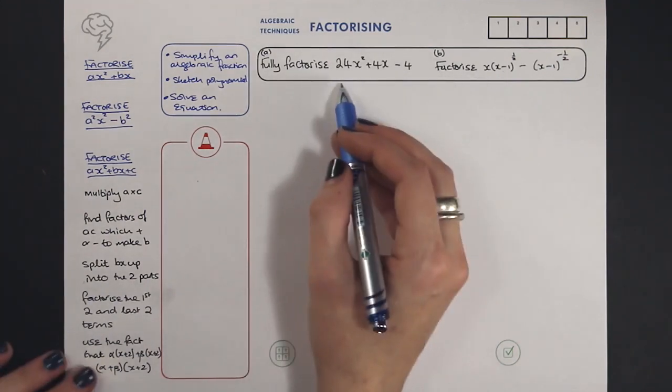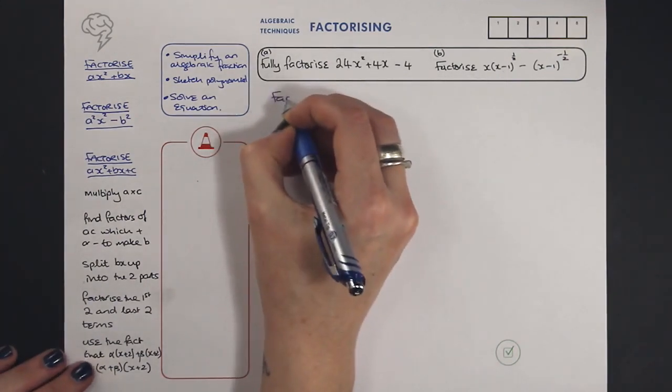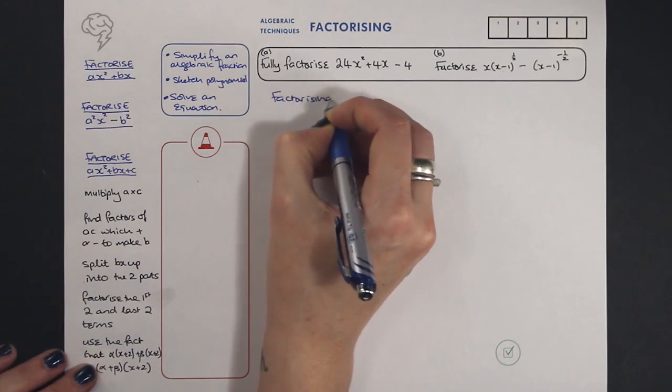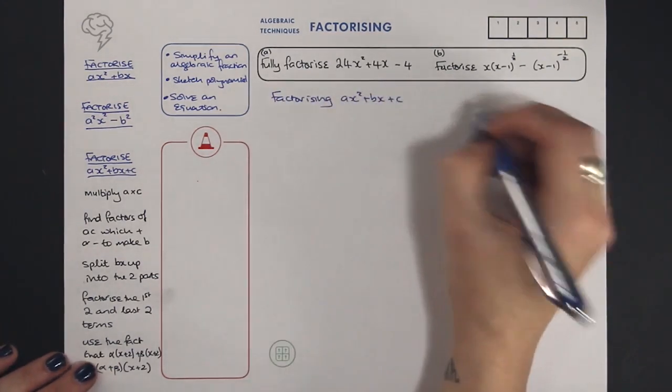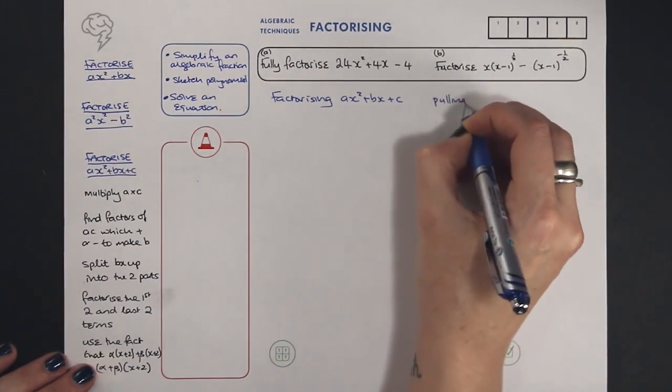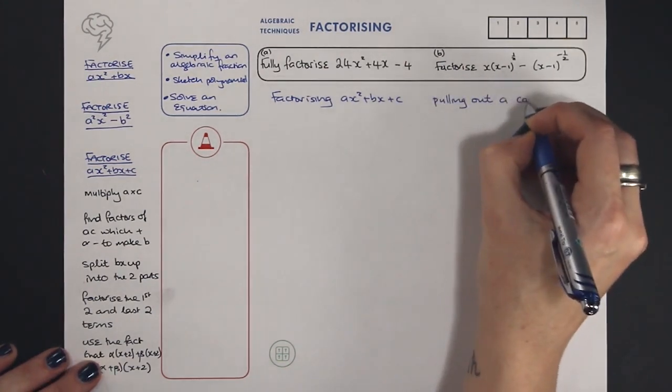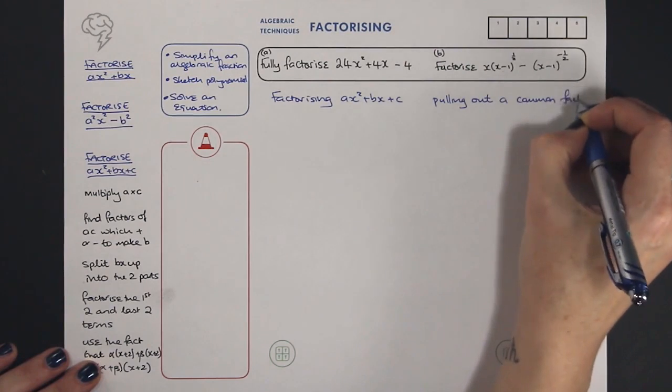Okay, we're going to look at 2 examples. One of them is factorising a quadratic. The other one is pulling out a common factor when it's not obvious what that common factor is. Okay.